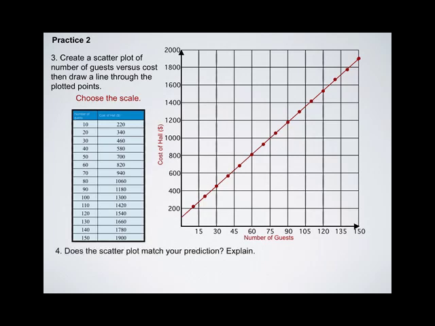Question 4. Does the scatter plot match your prediction? Explain. You made a prediction in the previous question. Please explain whether or not this matched your prediction. And once you're finished, answer question 5. Write an equation to represent the total cost of the haul, C, for the number of guests, N, at the wedding.